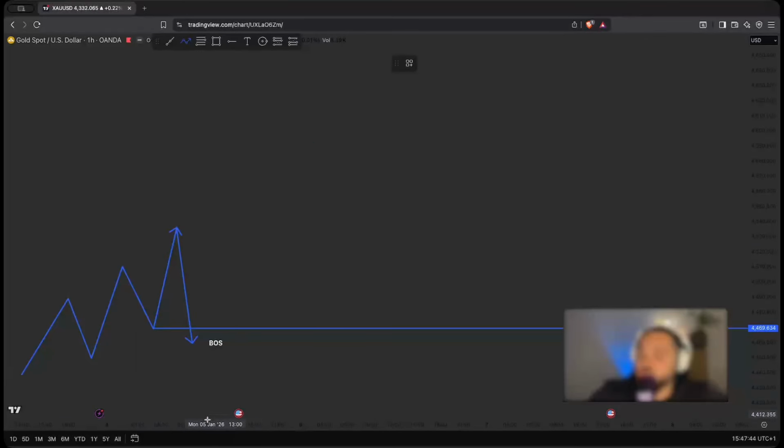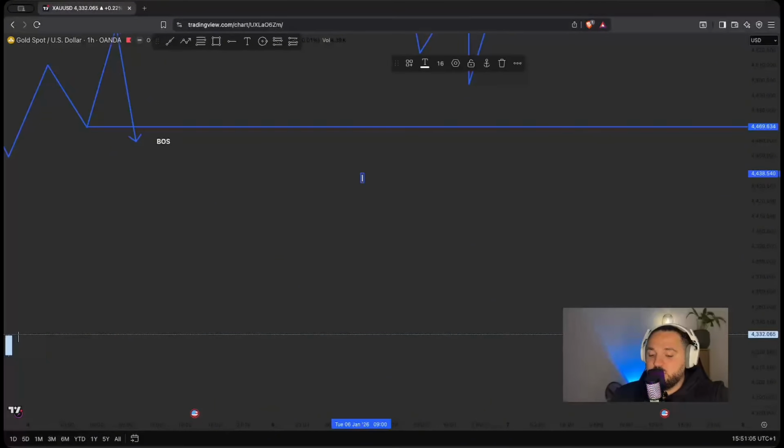The same way we had a break of structure on this bullish trend here, we can have a break of structure on a bearish trend, which would look something like this. Let's say you have your lower low, lower high, lower low, lower high, lower low, and then the market comes up and closes above the previous lower high. And that would give us a bullish break of structure.